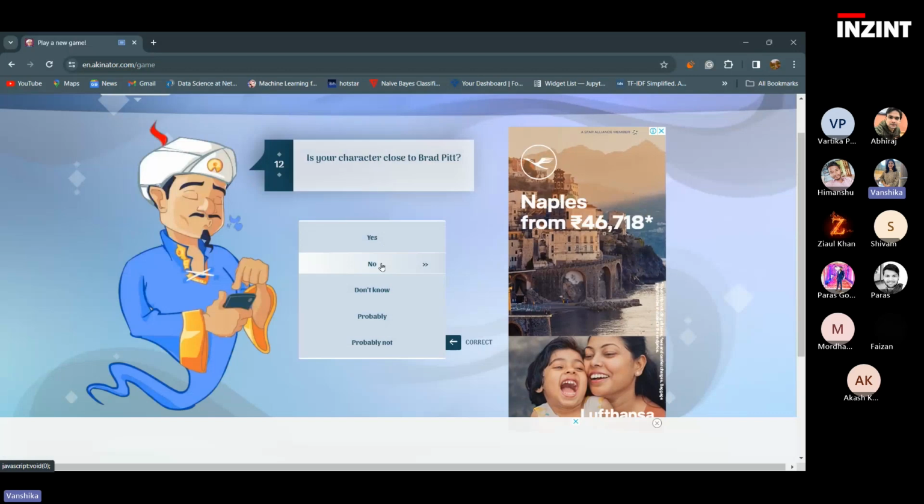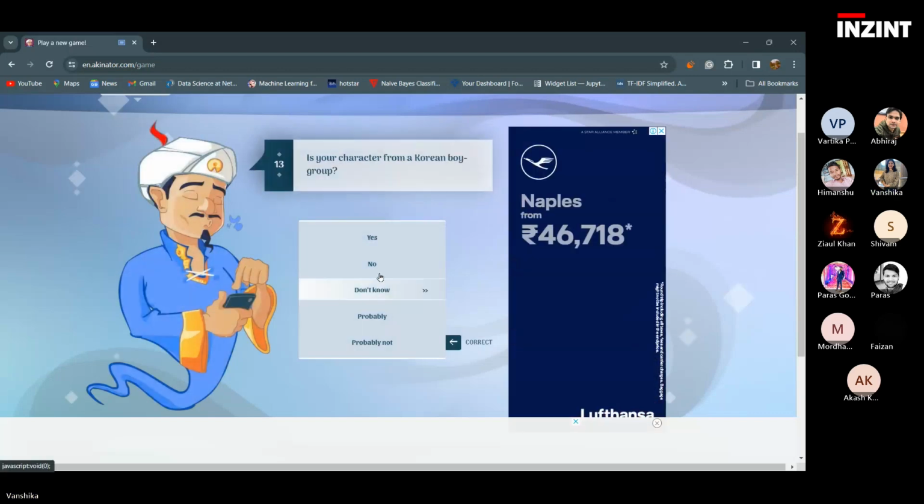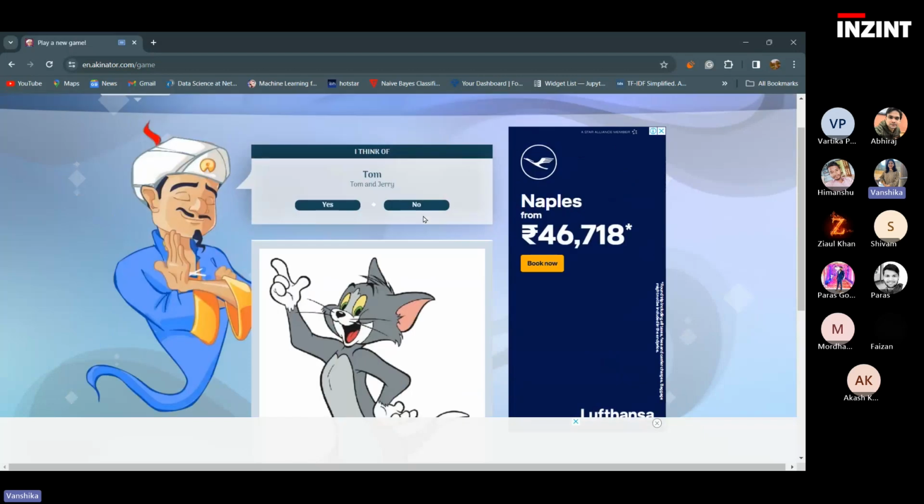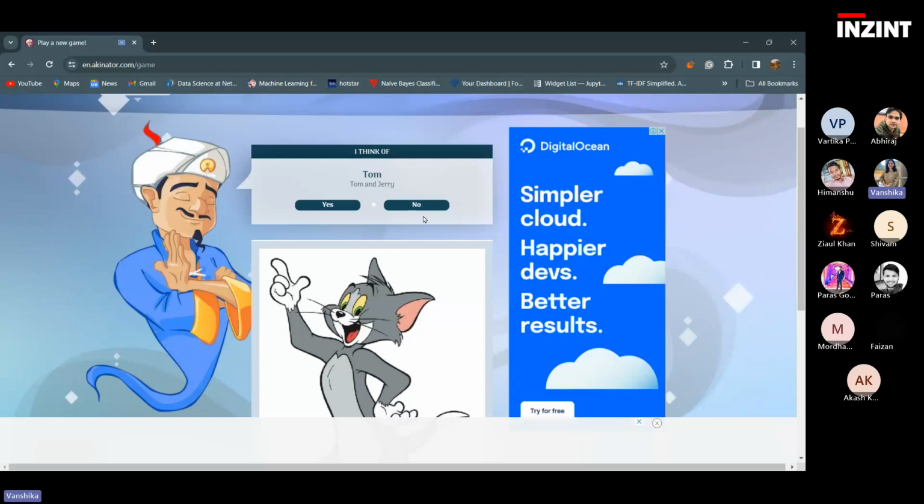Okay. Is your character close to Brad Pitt? Don't know. Probably not. From a Korean boy group? No. Foresee the future? No. Is your character linked with rats? Yes. Okay. So it predicted correctly. Does Augie have a red nose? Yeah, might be. Okay, chalo.